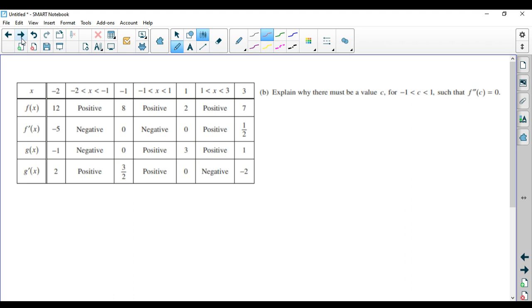Part B, explain why there must be a value of C. Sounds like intermediate value theorem or mean value theorem between -1 and 1 such that f double prime of C equals 0. So I'm thinking, since I see a derivative, this is a mean value theorem. But usually with mean value theorems, we're talking about the first derivative. So if we're talking about the second derivative, we're kind of a step down.